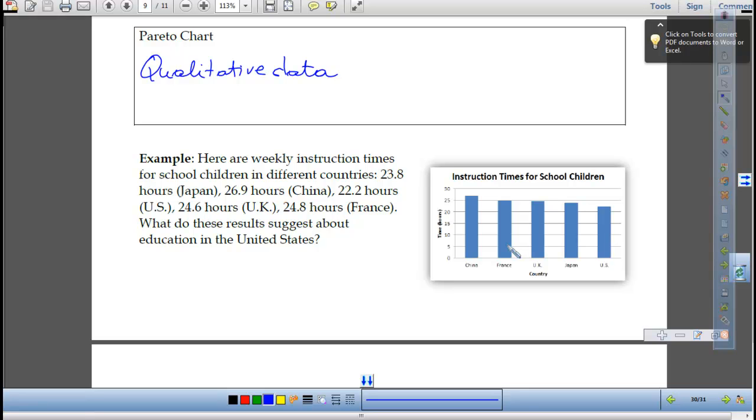Do you all have this? Okay. I'm sorry about the chart part. I will add this to D2L and then you'll have it there.